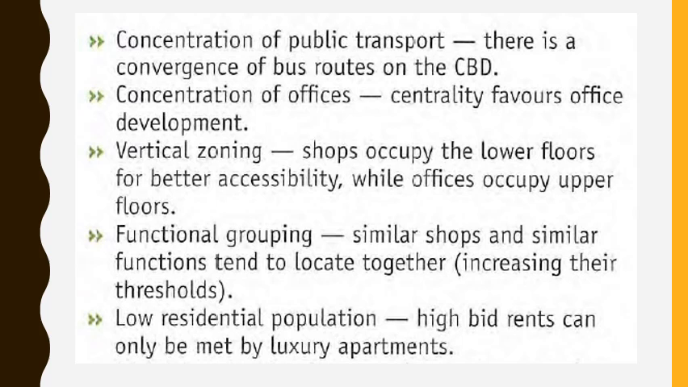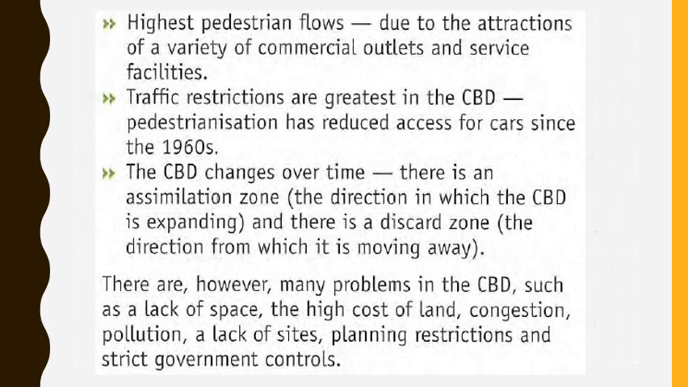Vertical zoning. Shops occupy the lower floors for better accessibility, while offices occupy upper floors. Functional grouping. Similar shops and similar functions tend to locate together, increasing their thresholds. Low residential population. High bid rents can only be met by luxury apartments. Highest pedestrian flows due to the attraction of a variety of commercial outlets and service facilities. Traffic restrictions are greatest in the CBD. Pedestrianization has reduced access for cars since the 1960s.